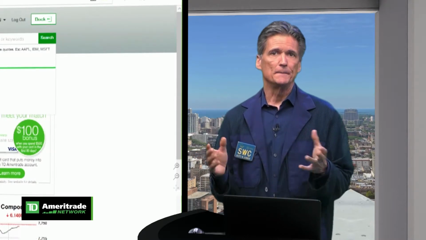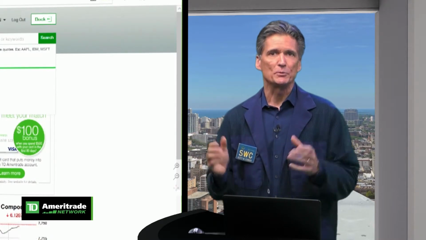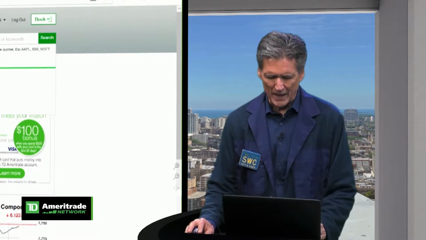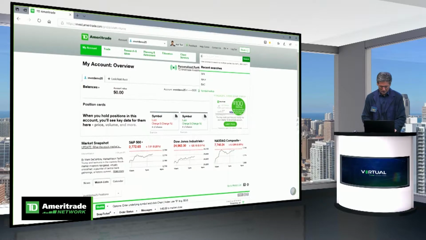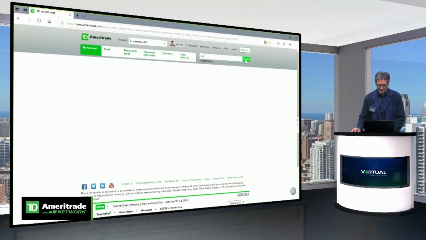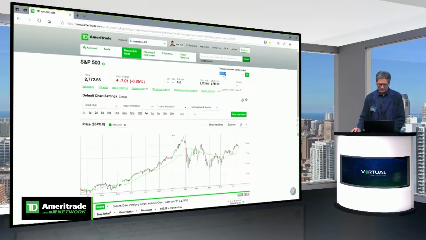Oftentimes, the index is referred to as the benchmark for the overall stock market. So let's put in the symbol for that, SPX, in capital letters. And as you can see, we'll just go ahead and click on search and see what comes up. And you can see that the symbol changed to $SPX.X.